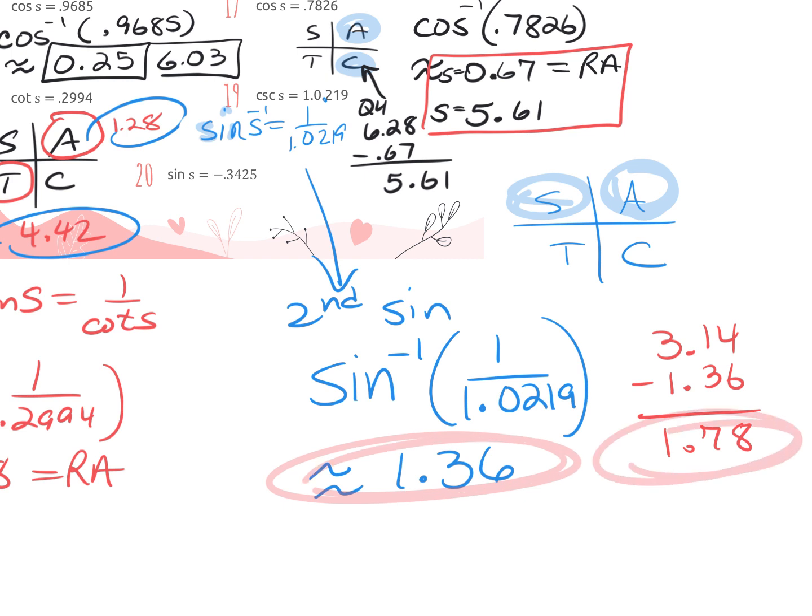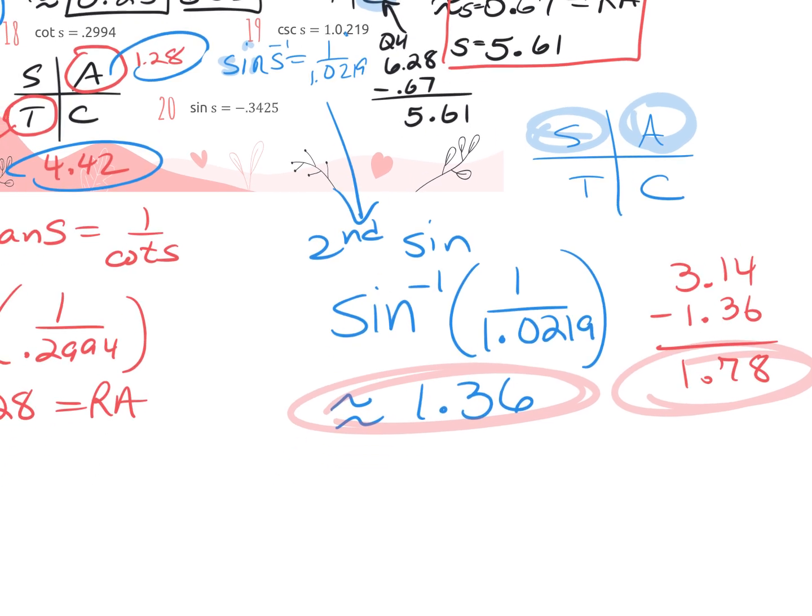Now remember, whenever the answer is positive, your reference angle is always going to be one of the answers. But if the answer that you're working with is negative, that reference angle is not going to be one of the answers. But you need it to find the other two answers.